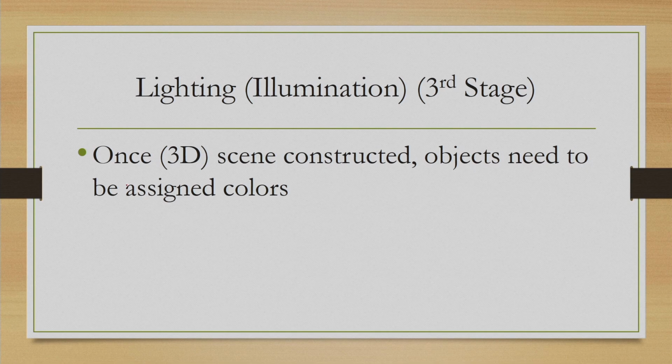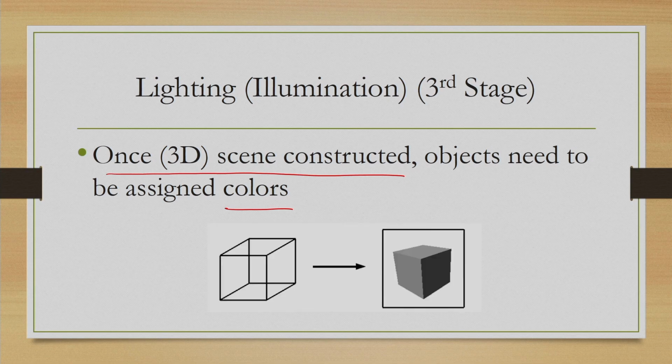Now, once the scene is constructed, the objects need to be assigned colors, which is done in the third stage of the pipeline called the lighting or illumination stage. Take for example, the images shown here. In the left figure we have simply the object, in the right figure we have the colors. So, we have applied colors on the object surfaces.